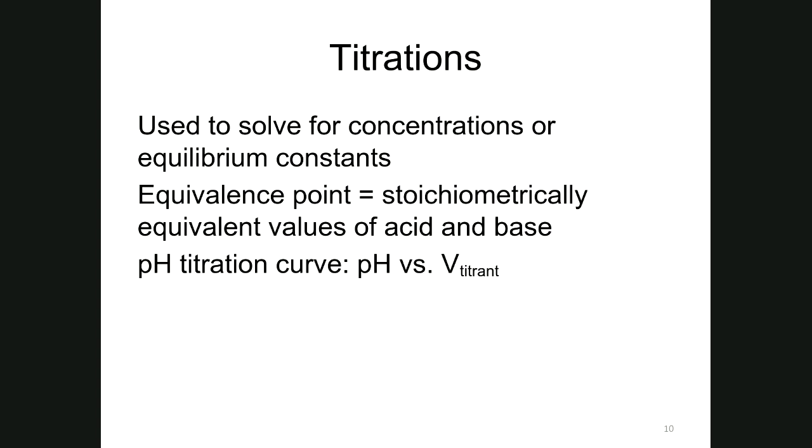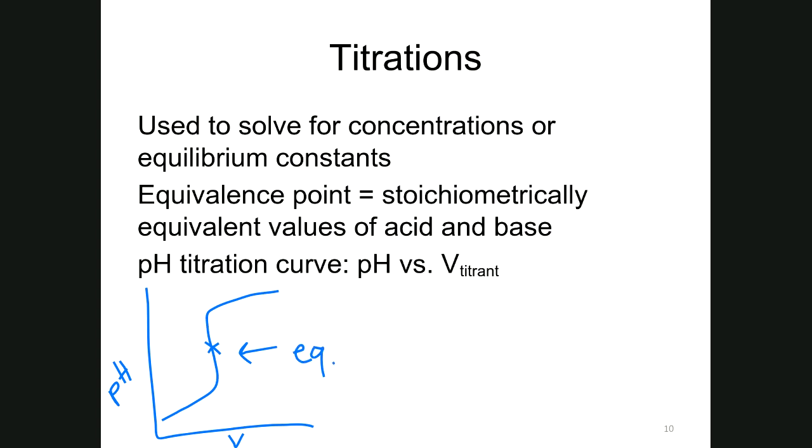We're just going to be looking at acid-base titrations, and we're going to be looking at a pH titration curve. And so this is specifically the pH versus the titrant. It's going to look something like this, where we have pH on our y-axis, the volume on the x-axis, and it creates what we call an S-curve. So it looks something like this. And the point right in the middle of it, right here, is what we call the equivalence point, also known as the stoichiometric point.